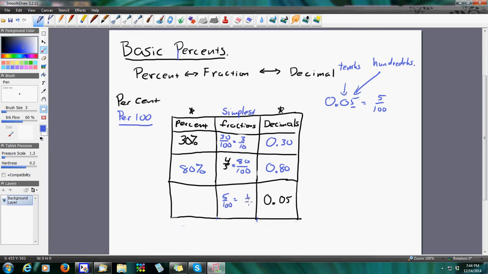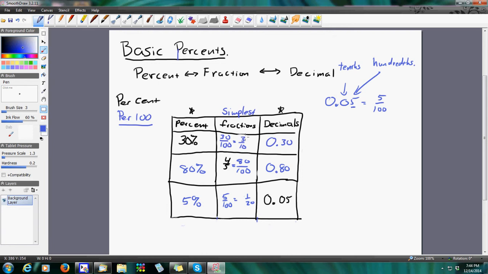Now, I could write this as 1 out of 20, although it's a bit superfluous at this point in time because I want to write it as a percent, and I already have it as a percent. It's 5 per 100. That's it, 5%.